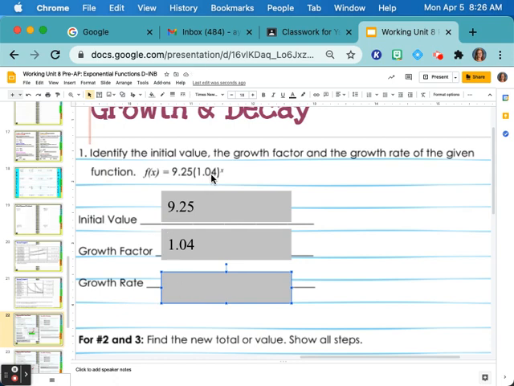It would be what is being increased or decreased by. So you're at 100%. So if it's at 104%, then what is the rate? 4%. So it's a 4% growth. You would find out how much more than that 100%.